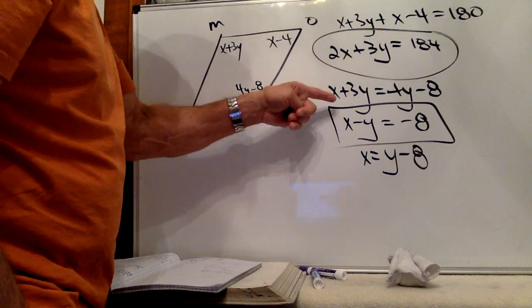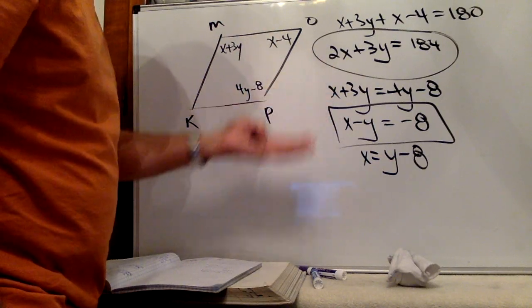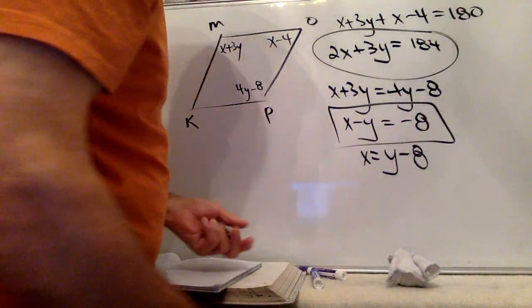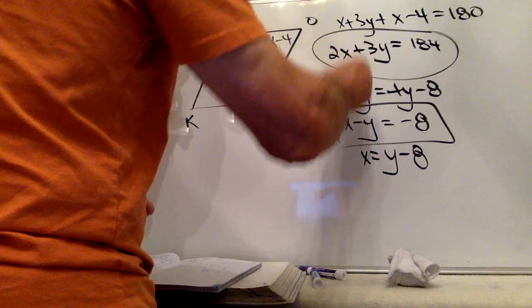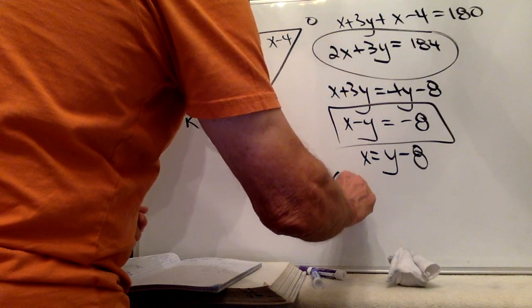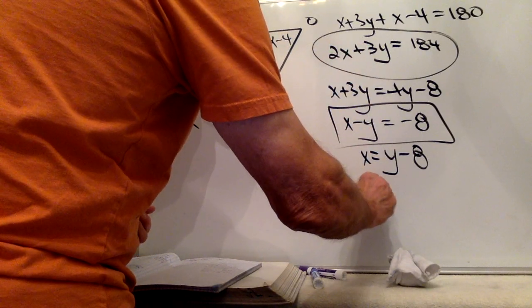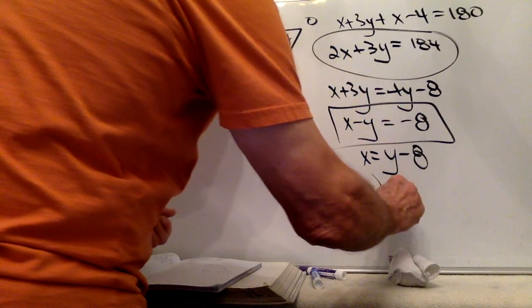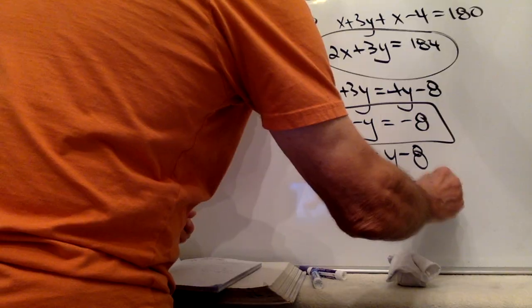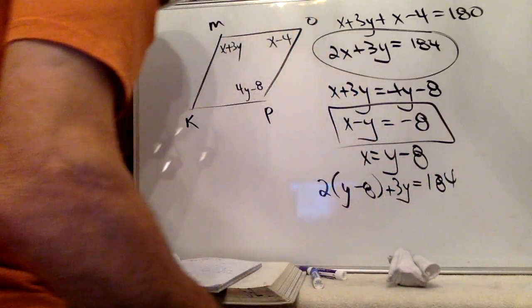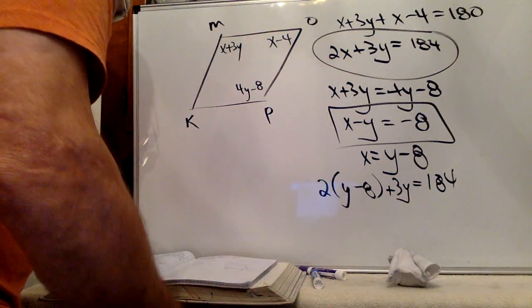If you plug it back in the equation you just started with, you're going to just get negative 8 equals negative 8. Everything will cancel each other out. So you plug this value for x here. So you get 2 times (y minus 8) plus 3y is equal to 184. Okay?